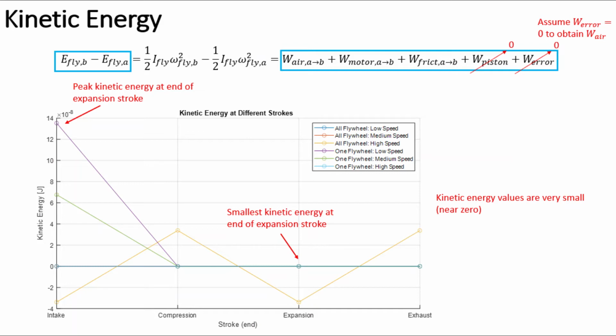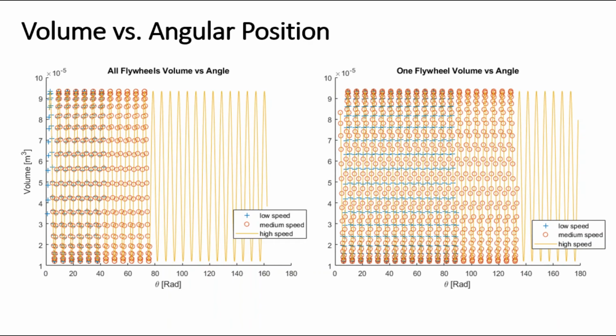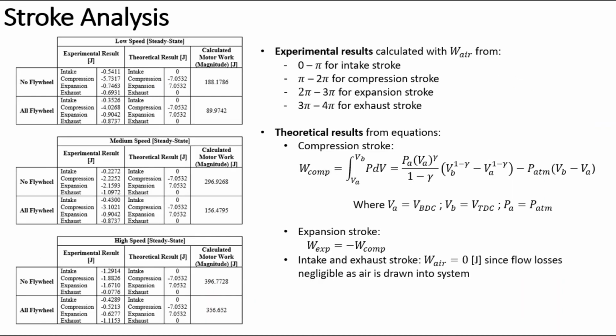Afterwards, the difference in kinetic energy can be calculated between each stroke, which can be plotted as shown. It can be seen that the kinetic energy at the end of the expansion stroke is the lowest. Also, most of these curves reach zero by the end of the exhaust cycle, except for the all-flywheel high-speed case. The volume versus angular position graph can also be plotted, where the low, medium, and high-speed cases are graphed to compare mass and speed effects. The higher speed occurs for a higher angular distance, and even more so with the lower mass.